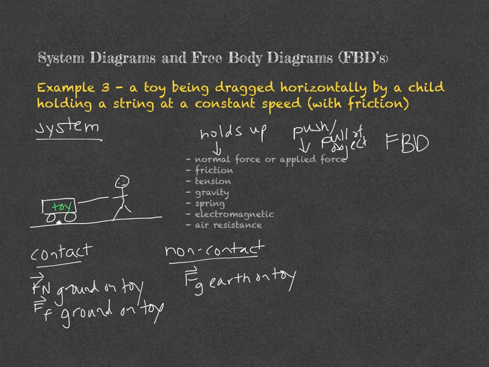So that's going to be the friction of the ground on the toy. And we'll keep going down our list. Do we have tension? Yes, there is a string. So we have the force of tension. There is a rope here, or a string, and there's a child pulling it.